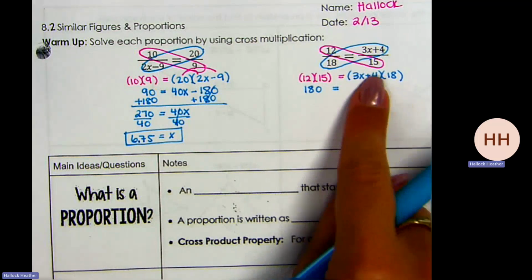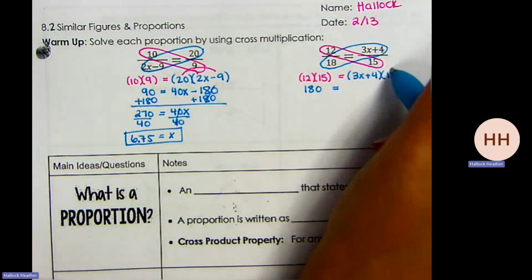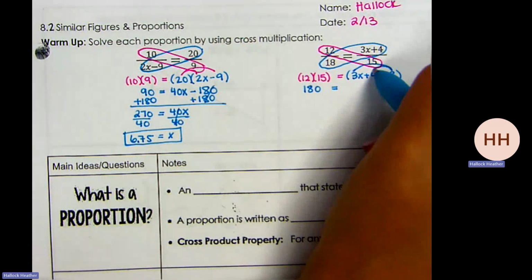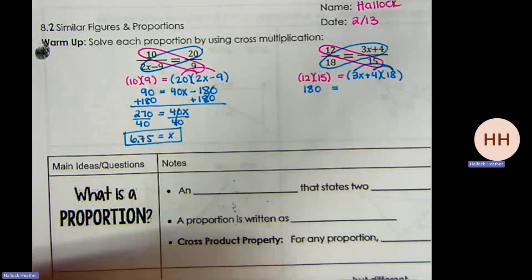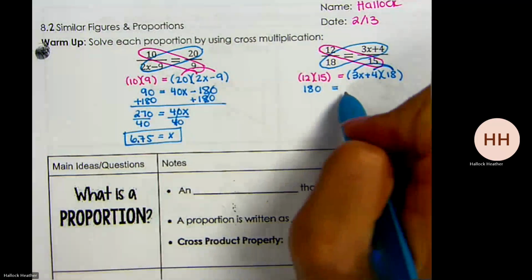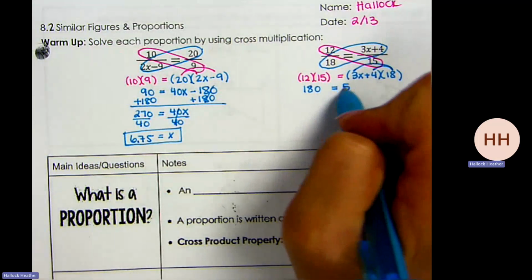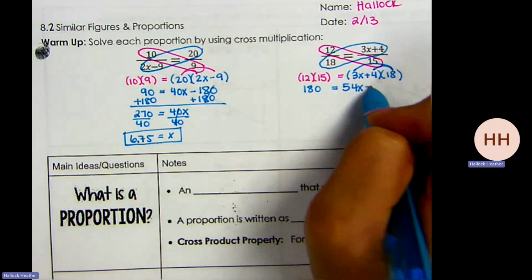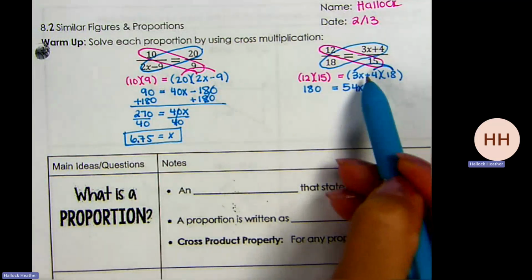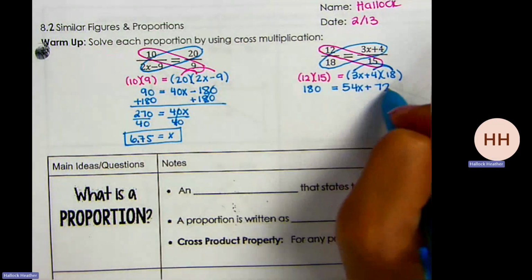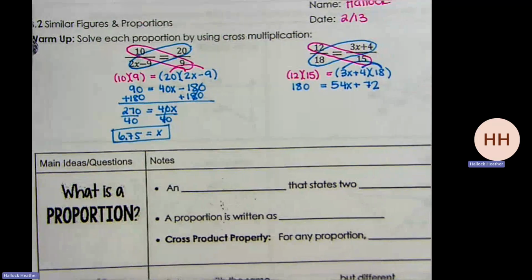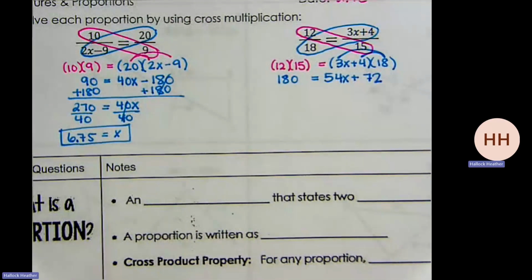And then equals, and then this time I have to distribute 18, but I'm going to have to work backwards. It's a little weird, but it's okay. 18 is going to be multiplied by 3x. 18 is also going to be multiplied by 4. So what is 3x times 18? 54x plus, and then 18 times 4 is going to bring down 72. Okay. So I have two terms on each side, and this is just like before.